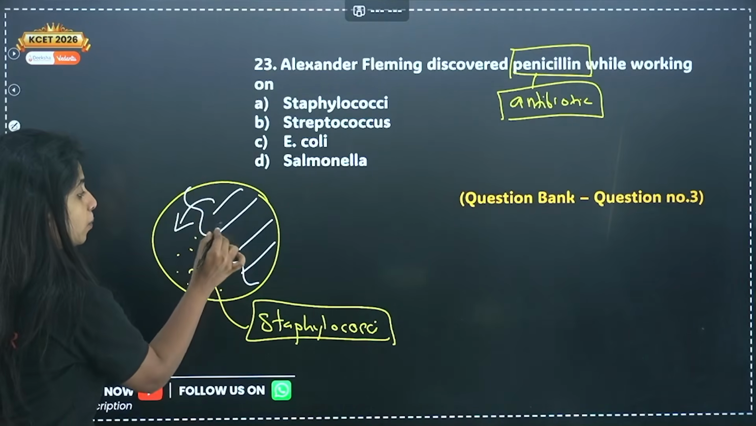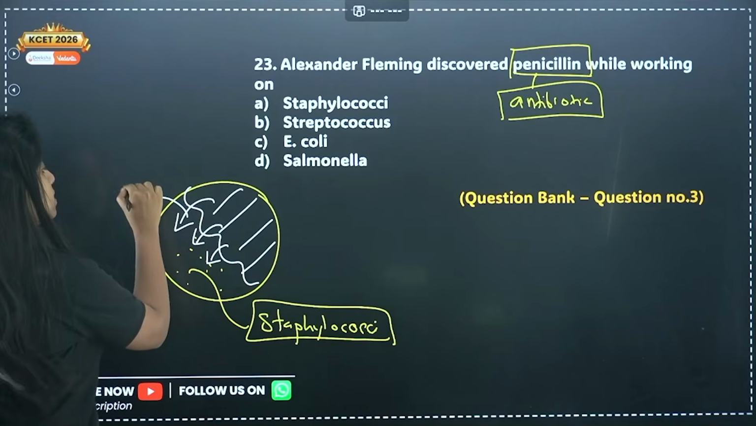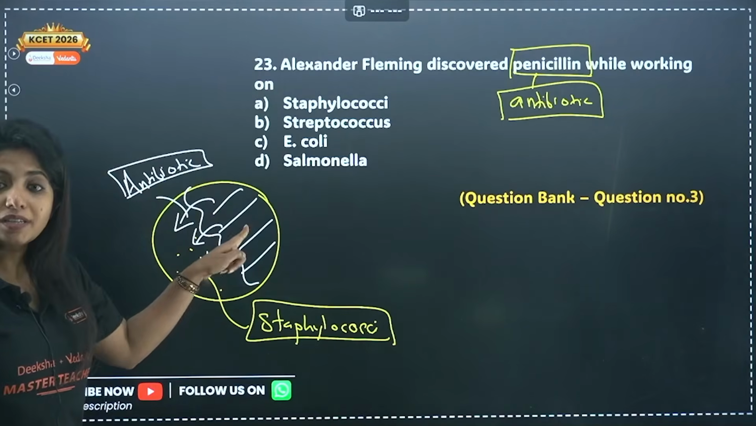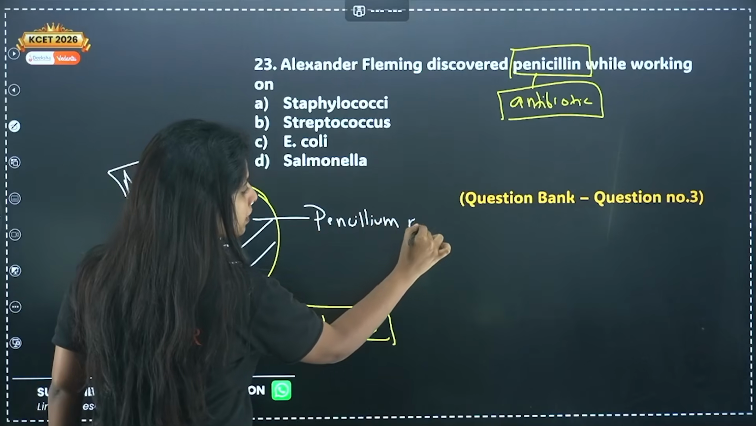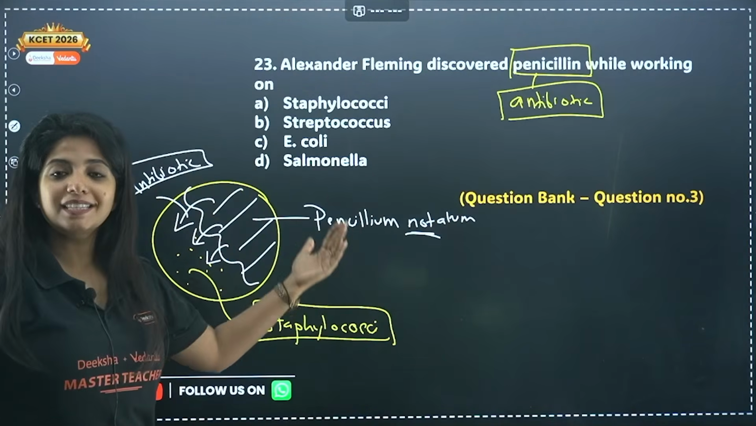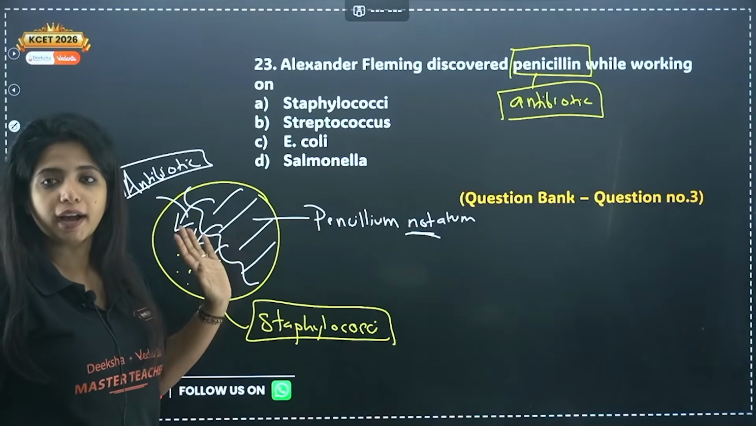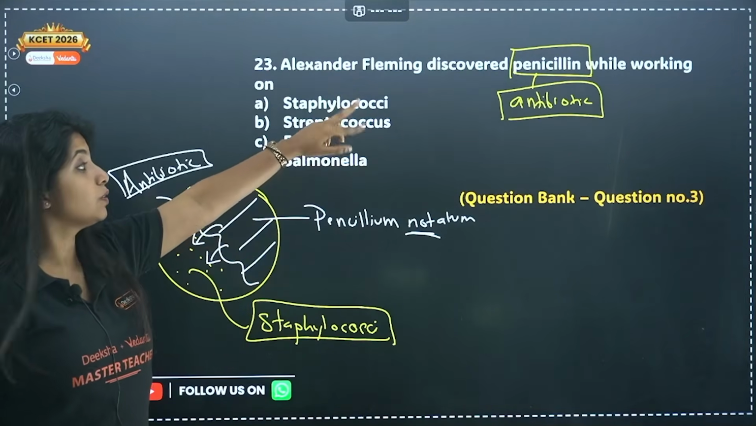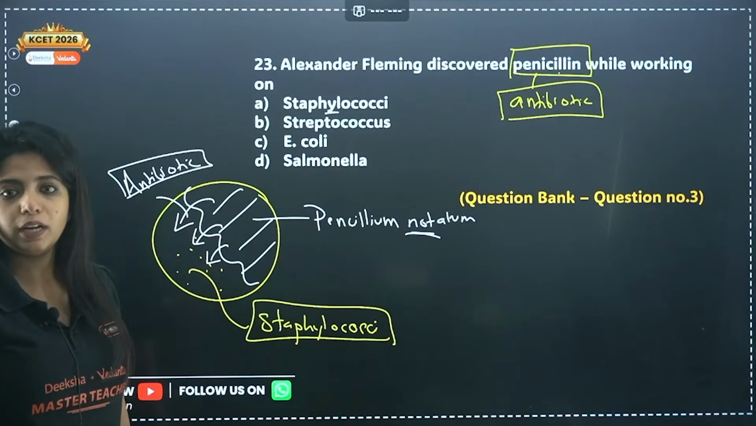Then he understood that probably this mold was releasing something that does not allow the bacteria to grow. So what is this something? That has to be an antibiotic. What is the name of this particular fungus which was growing? It was Penicillium notatum. You can remember, Penicillium notatum does not allow the growth of bacteria. What is the bacteria? Staphylococci. Okay, it is not streptococcus. Always remember, that is a usual difference. Cocci is anyway there. L is here, L is there also. So it is Staphylococci.